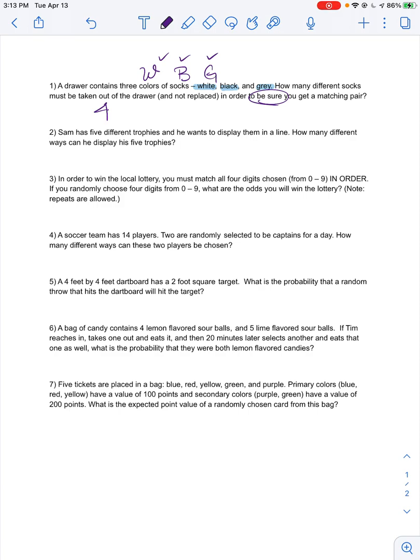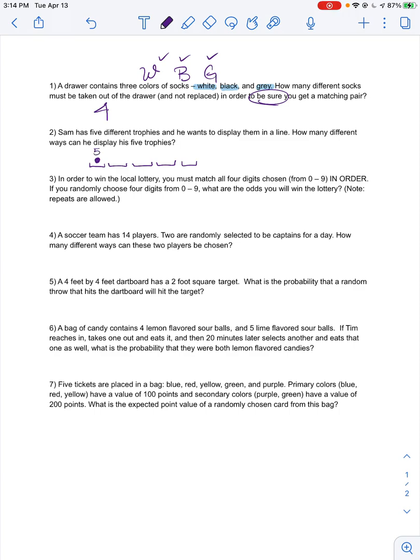Sam has 5 different trophies and wants to display them in a line. How many ways can he display his 5 trophies? Well, in my mind, I saw the problem like this, where I actually lined up 5 different spaces for trophies. Say I had those trophies and I put the first trophy in its spot. I have 5 choices for which trophy I want to put in that spot.